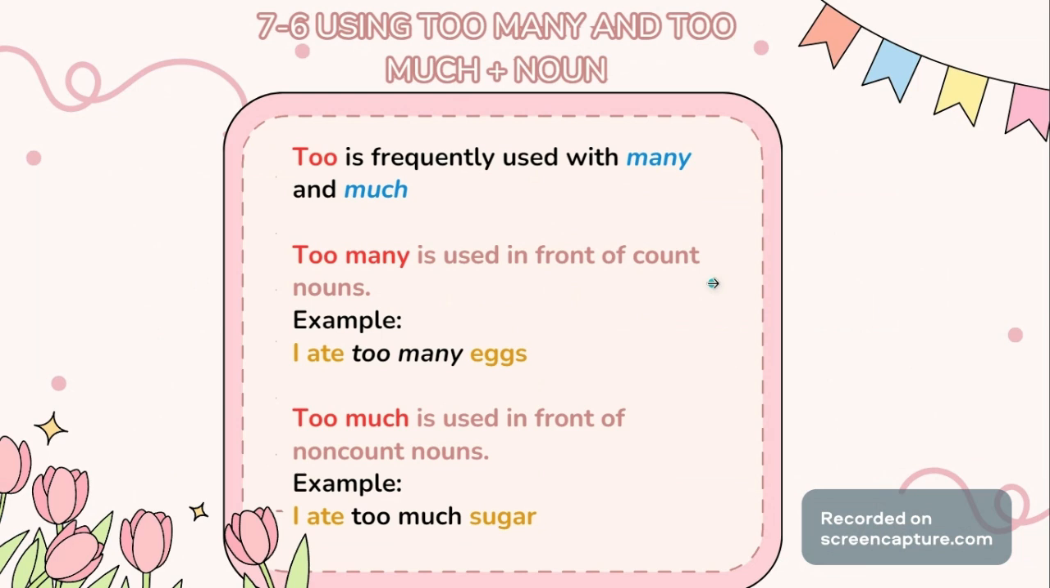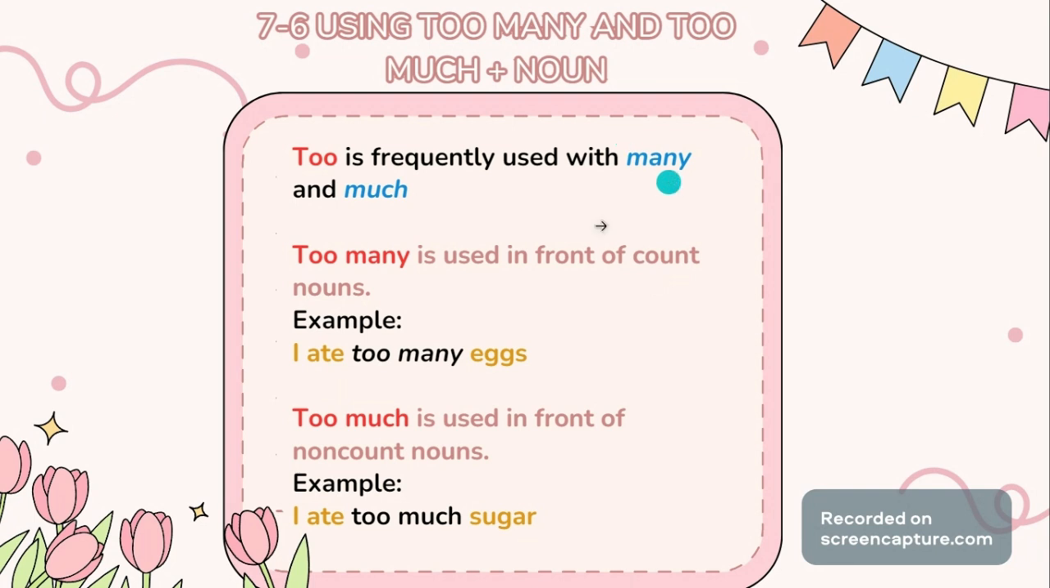Okay, next. Using too many and too much plus noun. So, too is frequently used with many and much. So, what is the difference? Too many is used in front of count nouns. Example: I ate too many eggs. Eggs is a count noun. It can be 1, 2, 3, 4, 5, 6, 7, until I don't know.